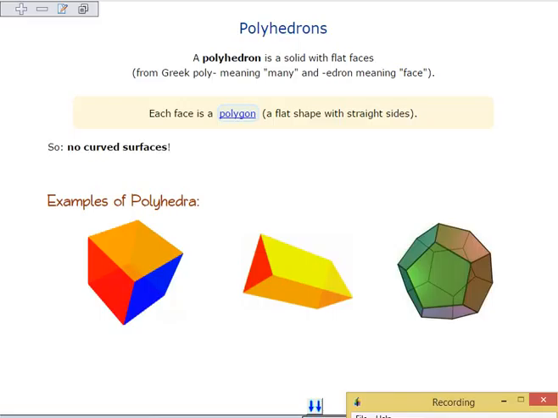Polyhedron. A polyhedron is a solid with flat faces. It comes from the Greek word meaning many and face. So each face is a polygon, a flat shape with straight sides. So there should be no curved surfaces. So here are some examples of polyhedra.